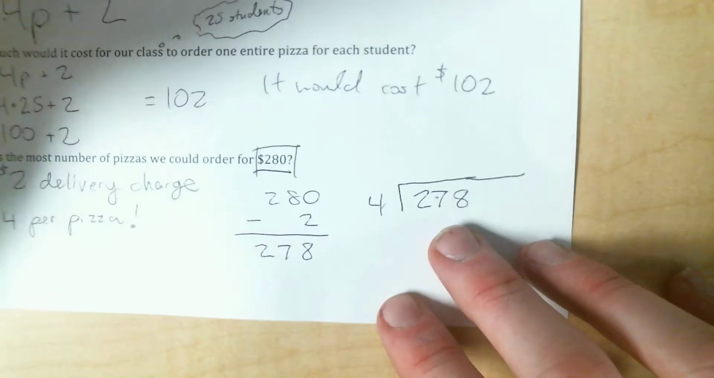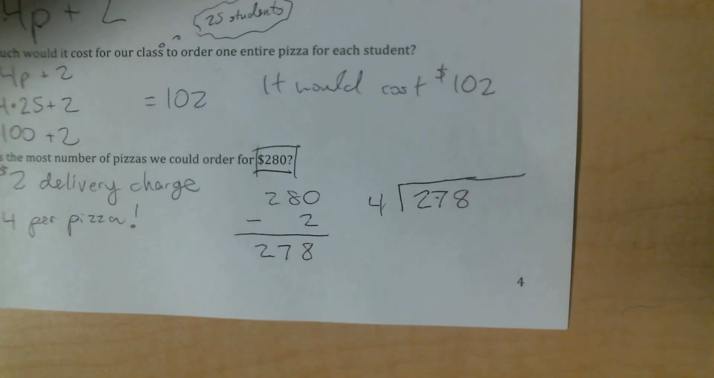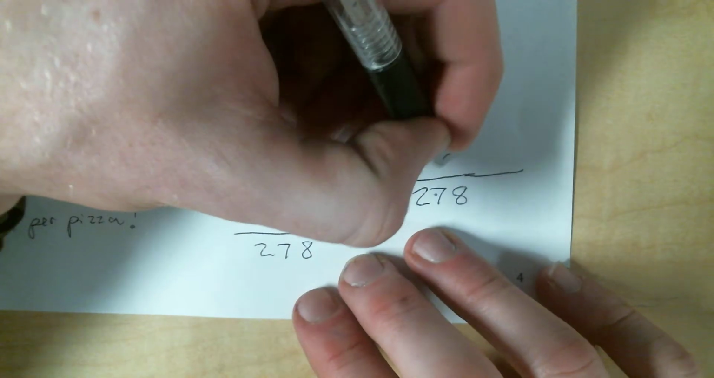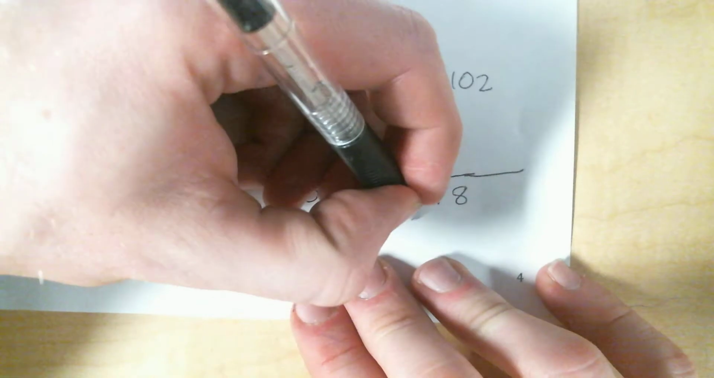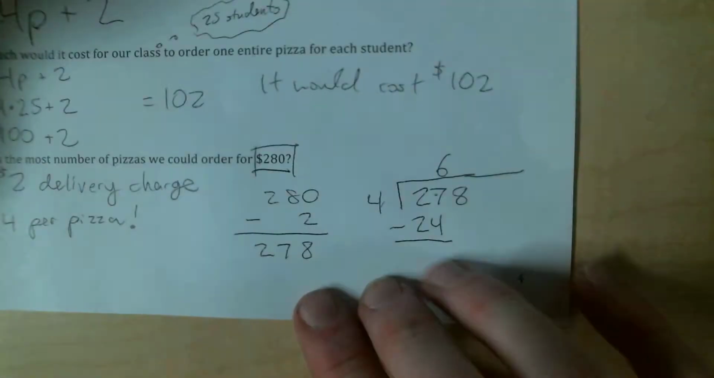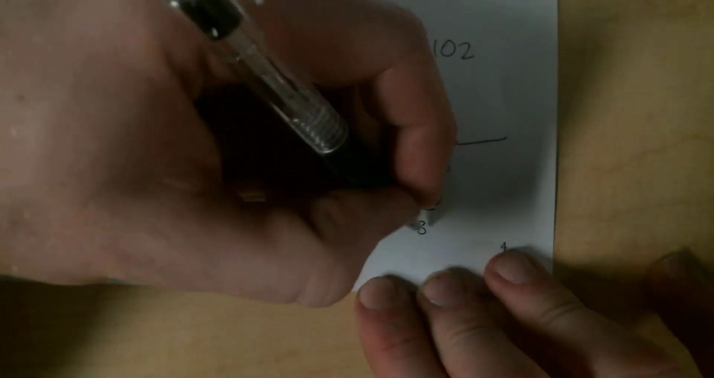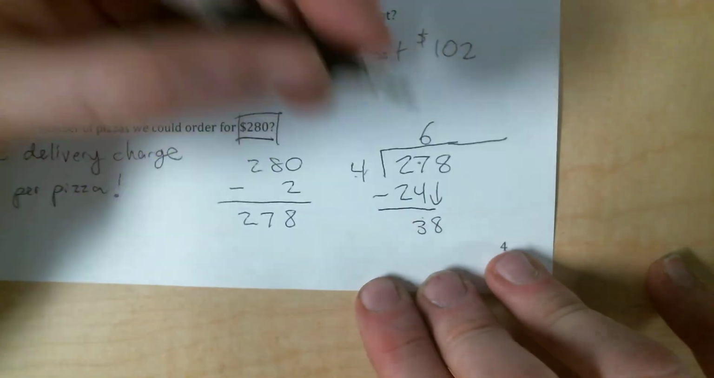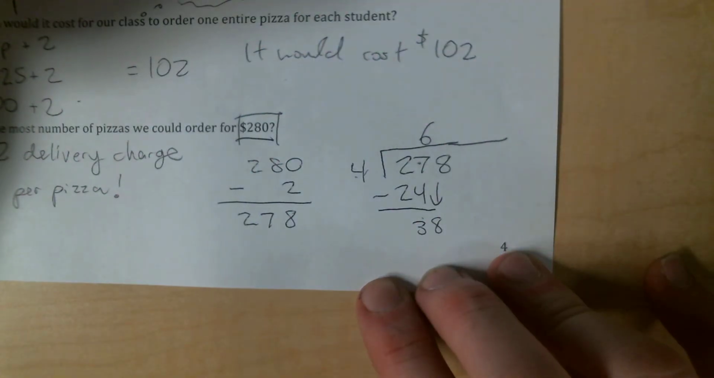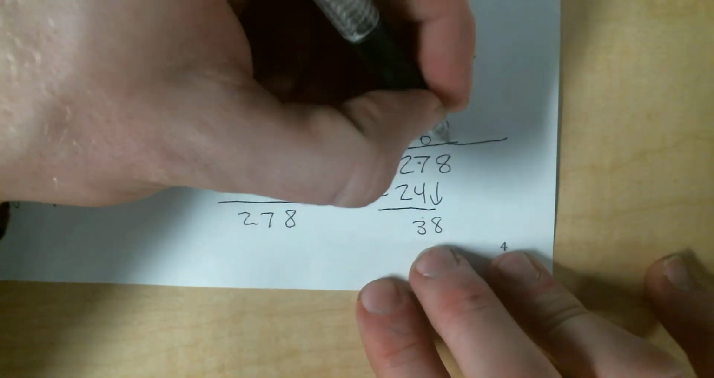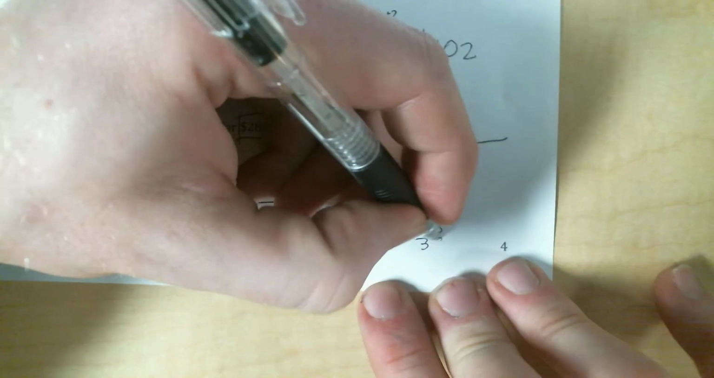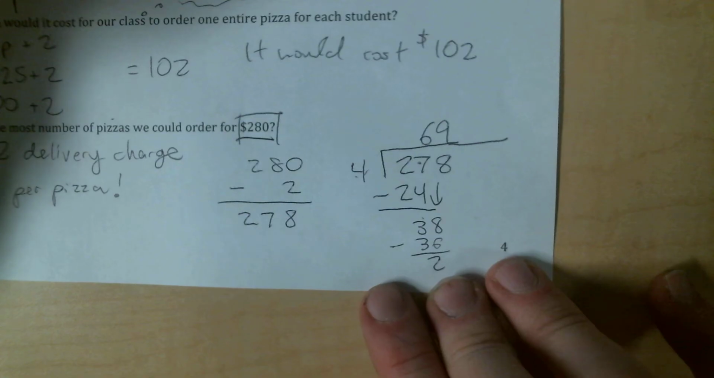So 4 into 27, well, 4 times 8 is 32. That's too much. 4 times 7 is 28. That's still too much. How about 4 times 6? That's going to be 24. And as I subtract, I end up with 3 left over. And then I have 38. Well, 4 into 38, well, 4 times 10 is 40. So that's too much. So I must do 4 times 9 to get 36. And I've got 2 left.